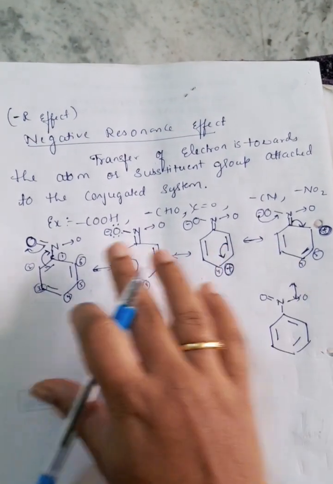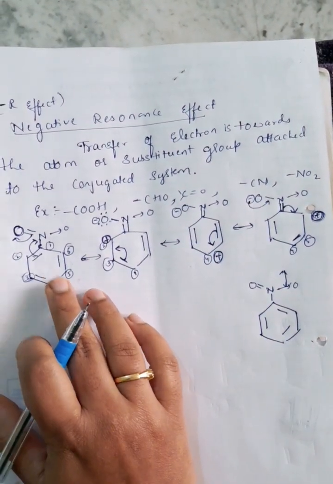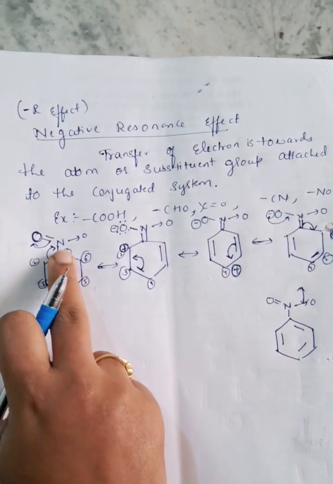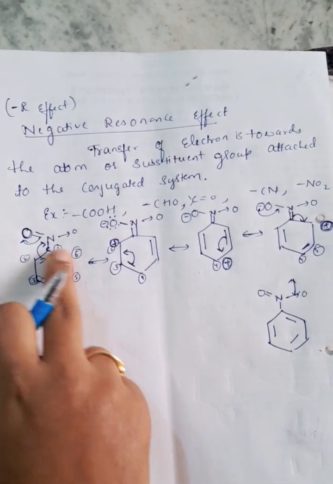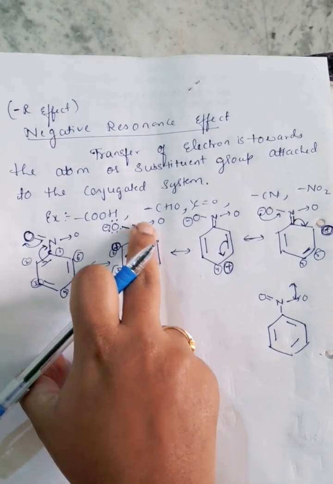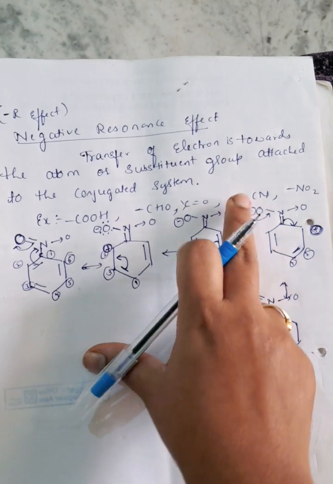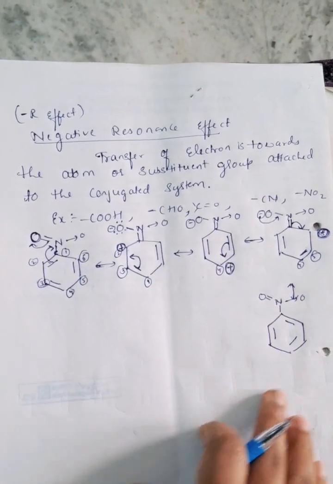Whereas in the case of the minus R effect, we have taken the example of nitrobenzene. The nitro group is more electronegative, so it's going to pull the electron from the conjugate system. Therefore the nitro group gets a negative charge and the benzene ring gets a positive charge. So this is the difference. Okay, so thank you so much.